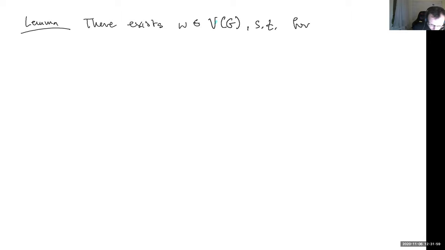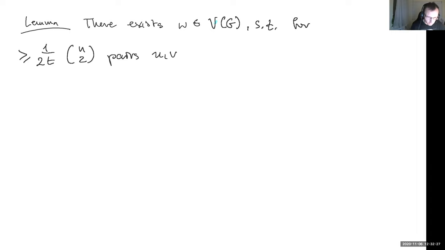So let me prove the following lemma. There exists a vertex W such that for at least 1 over 2t and choose t pairs uv. So this coefficient here, it's not that important that it's 1 over 2t. It is important that this is a constant, because t is a constant. So it's important that this is a constant fraction of all pairs.